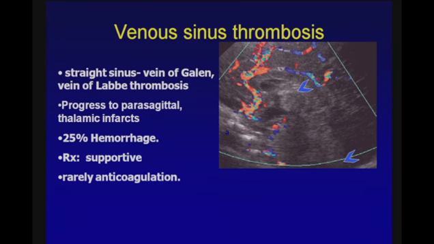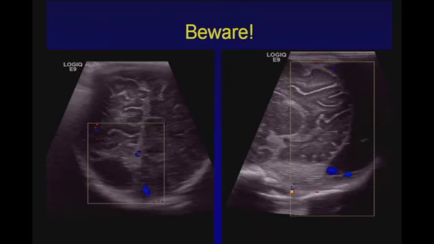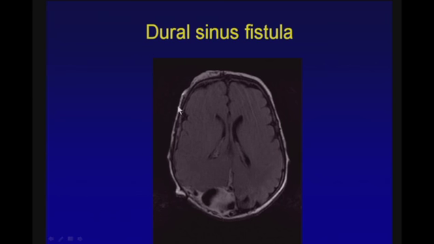Rarely is anticoagulation recommended. In this infant on the right, we do not see any flow in the straight sinus, so it's important to know what normal looks like. Beware when we see vessels that do not have flow in them, as it may not necessarily mean there's thrombosis. You have to be very careful with your technique to make sure that we're not simply seeing a very dilated, slow-flowing vessel.